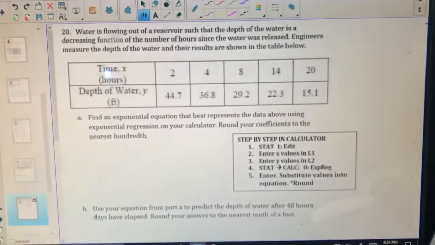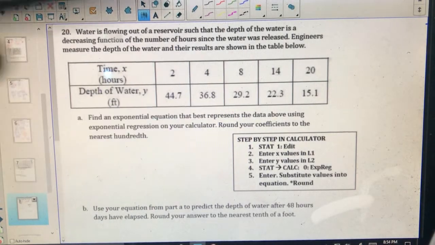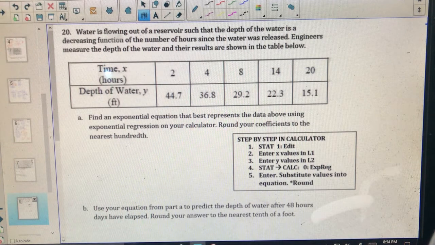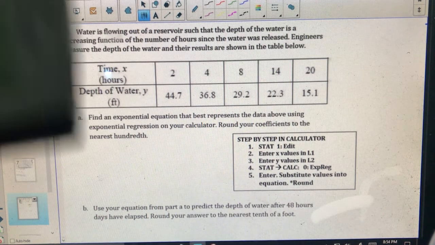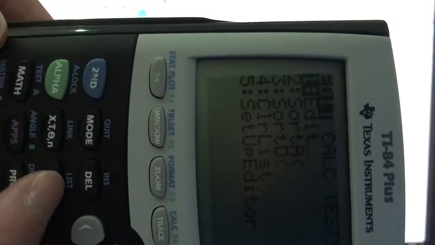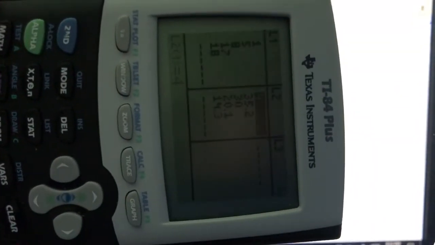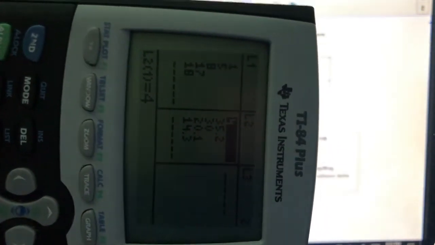Okay, but I do want to point out that the step-by-step is given right here. The step-by-step will also be given to you on the test. So as long as you're able to follow those steps, you'll be able to get this question right on your test. So the first step says press stat. So stat is this button right here, stat. And then it says edit. So edit is right here, choice 1. I'm just going to press either 1 or enter, and it'll bring me to this page.